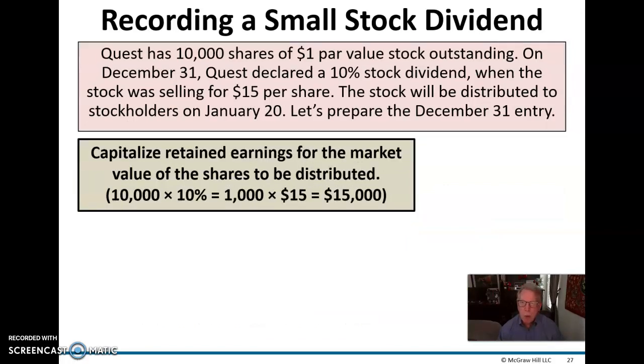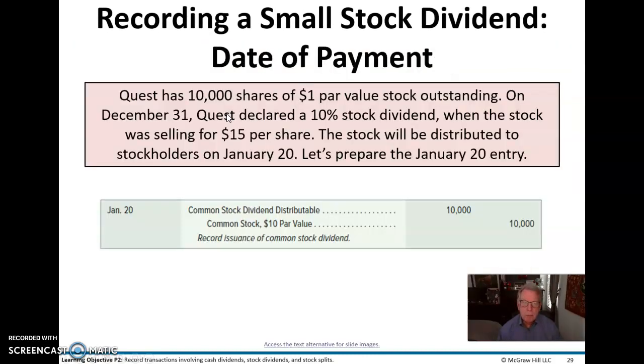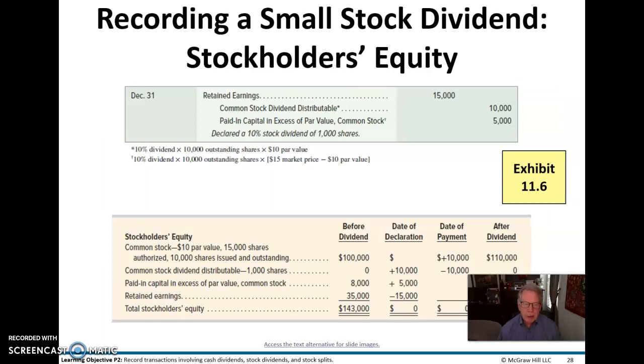And then what we do when we actually distribute that is we're going to get rid of this common stock dividends distributable and credit common stock, $1 par value, for those 1,000 shares. So I think you can see that pretty easily.